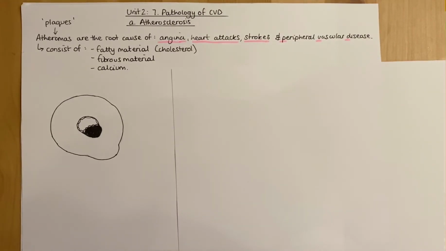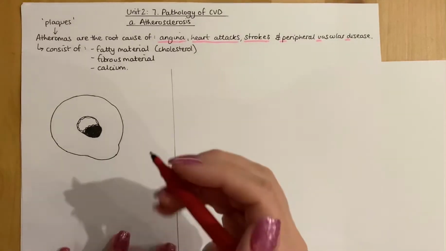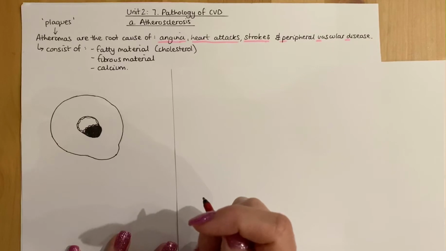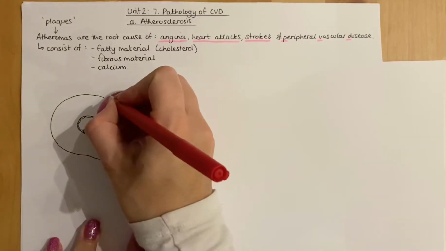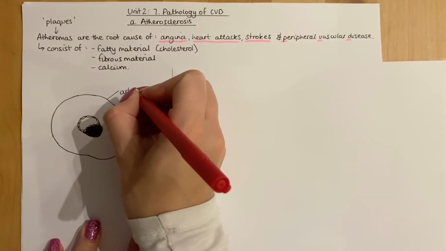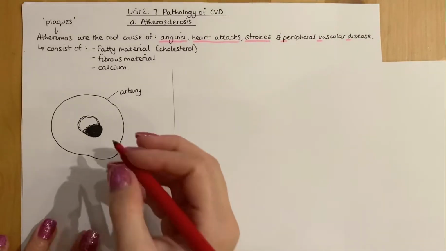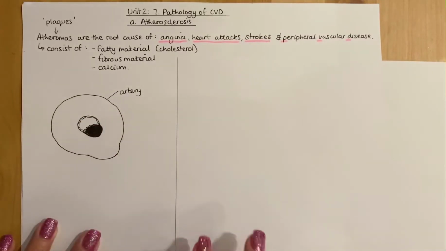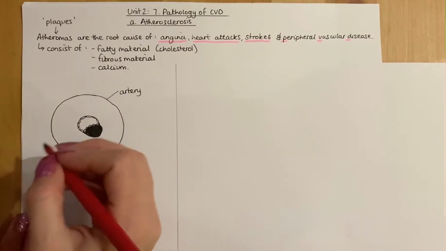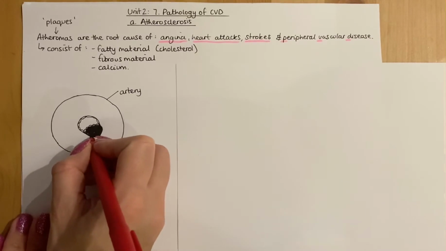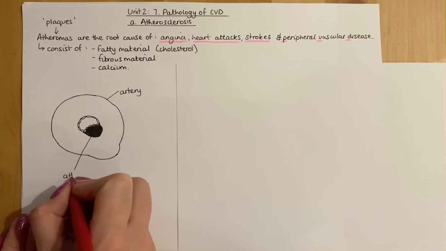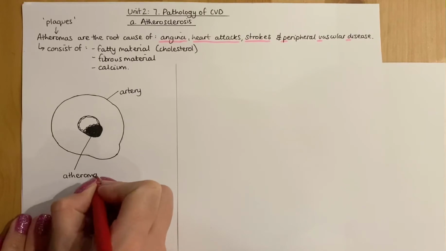So atheromas consist of three things: fatty material, which is mainly cholesterol, fibrous material, and then calcium, which makes the atheroma quite hard. So this is a diagram here of an artery. Now in an artery you should be able to label parts of these. So the connective tissue and the elastic fibres and the muscle tissue would be all this area in here. But we're not going to label that just now, we're mainly going to label the parts that are affected by an atheroma. So what I've got here labelled is an atheroma or a plaque.